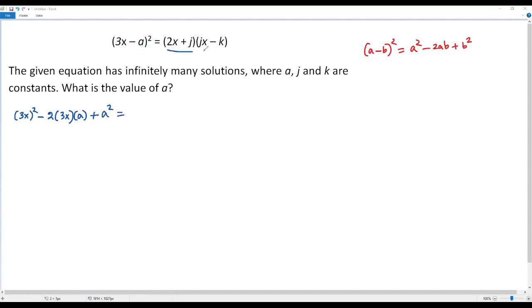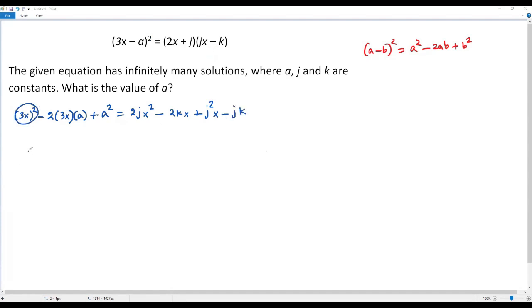And here we can multiply these two binomials using the FOIL method. Let's multiply the first terms. So 2x times jx can be written as 2jx square. Now let me multiply the outer terms. 2x and negative k can be written as negative 2kx. Now let me multiply the inner terms. Positive j times positive jx, then I'm getting positive j square x. Okay, now let's multiply the last terms. Positive j times negative k, that is negative jk.